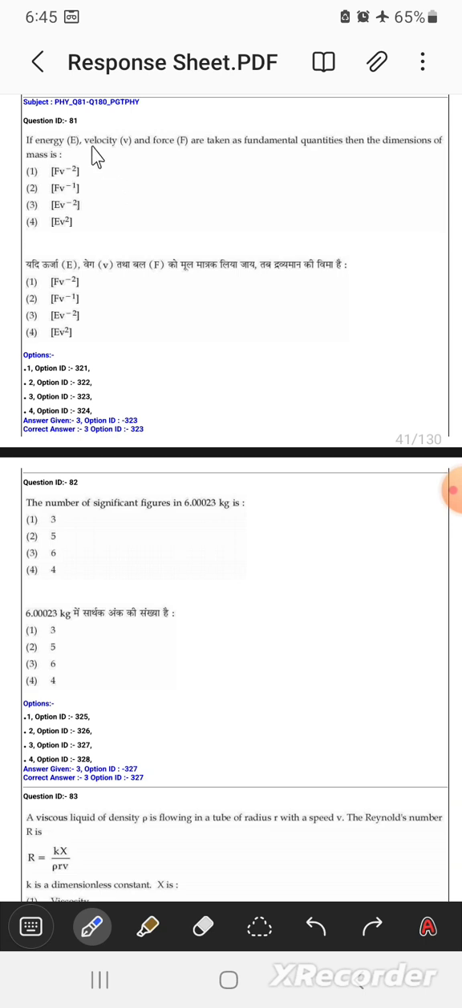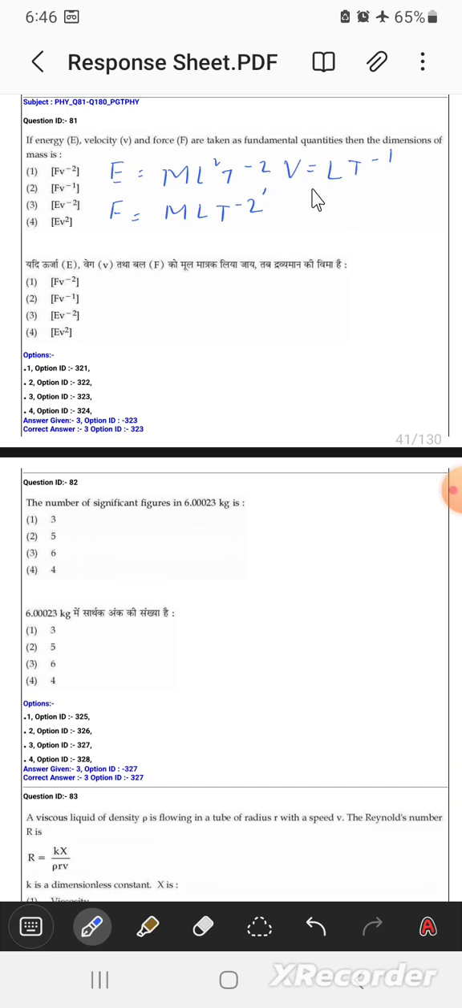is: given the energy, if energy E, velocity V and force are taken as fundamental quantities, then the dimension of mass will be. Now the energy E has the dimension M L square T to the power minus 2, the velocity has the dimension L T to the power minus 1, and force has the dimension M L T to the power minus 2.